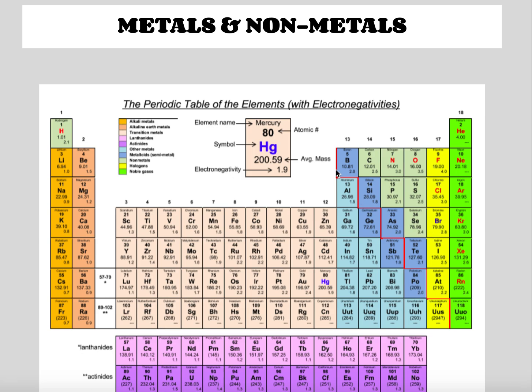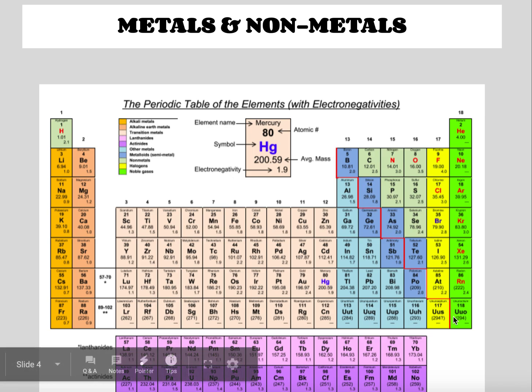So here, just be mindful. Again, we have this stair-step line. It's important that you know that the metals are over here on the left and the non-metals are over here on the right. Because on the test, I'm not going to tell you that it's ionic. So one of the things that you have to be able to do is look at a formula, identify that there's a metal and a nonmetal, and therefore it's ionic.